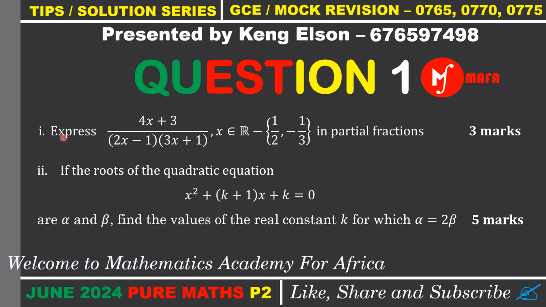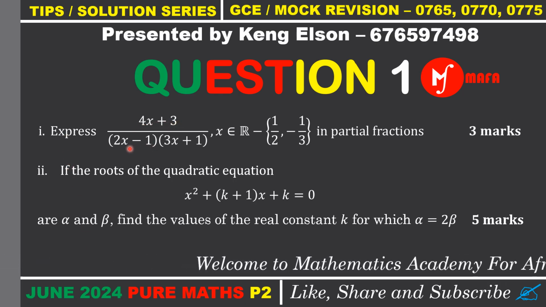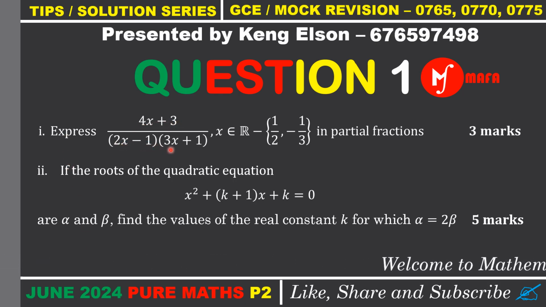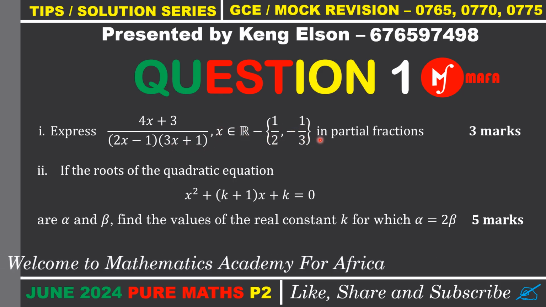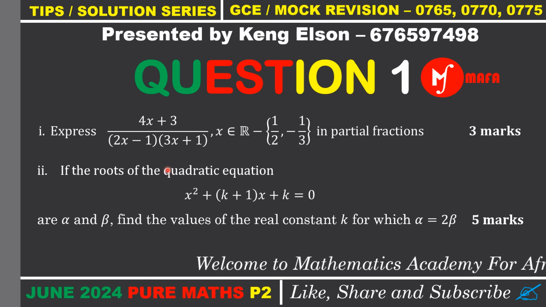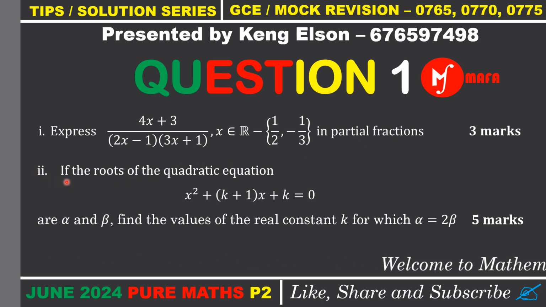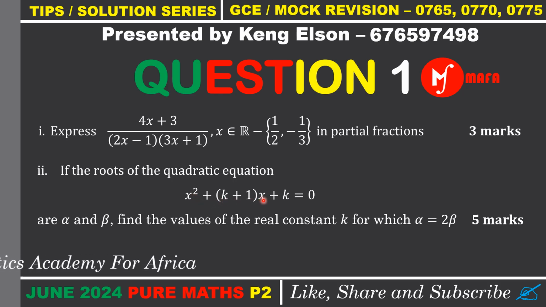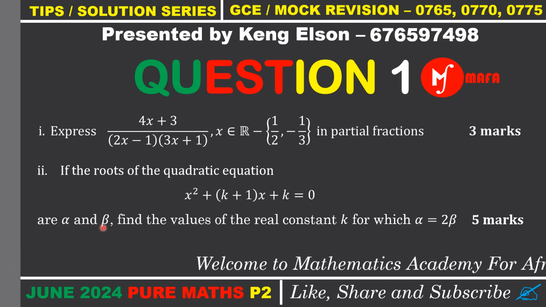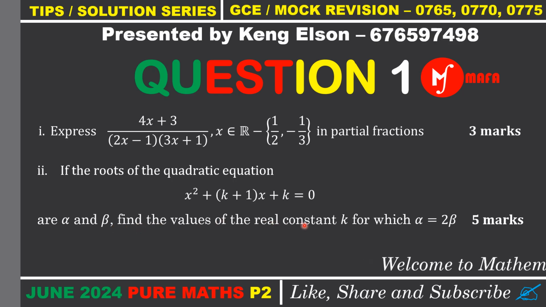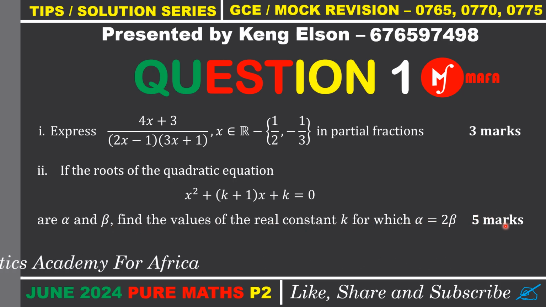So I'm going to read the first part of the question. It reads, express (4x + 3) divided by (2x - 1)(3x + 1), where x is a real number different from 1/2 and -1/3, in partial fractions. Second part, if the roots of the quadratic equation x squared + (k + 1)x + k = 0 are alpha and beta, find the values of the real constant k for which alpha is equal to 2 beta, 5 marks.